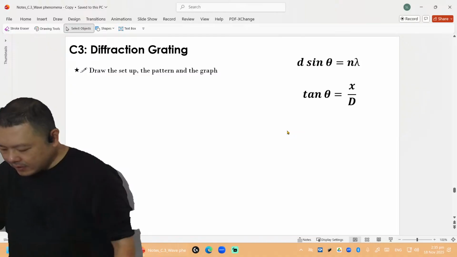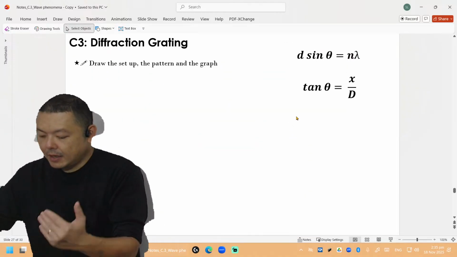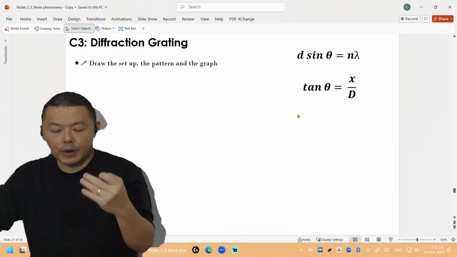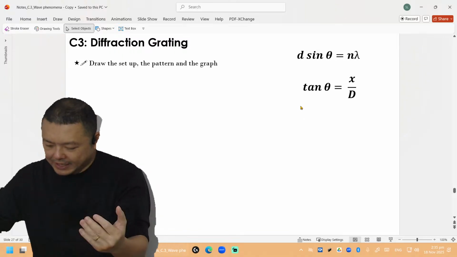Anyway, so there we go. What we want to do is I want you to draw the setup, all right? And I want you to be very careful with the angles, with the details. So you have to draw this a little bit carefully, right?